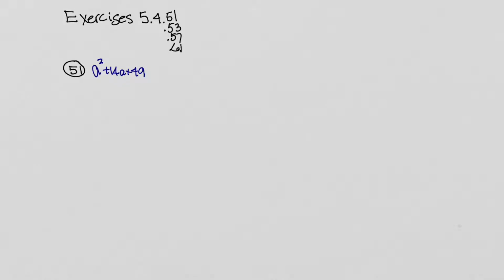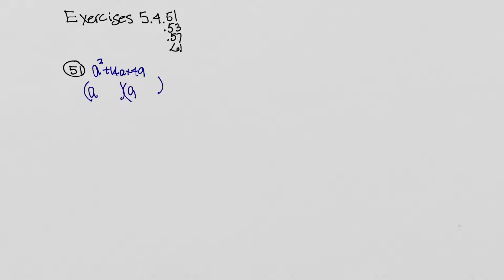Problem number 51. This is actually called a perfect square trinomial, and you'll see why. There's a pattern for this, but when I see these, I just factor them like I'm used to factoring trinomials. So I'm just going to set up my two sets of parentheses and then factor as usual. For the a squared, I'll get an a and an a.